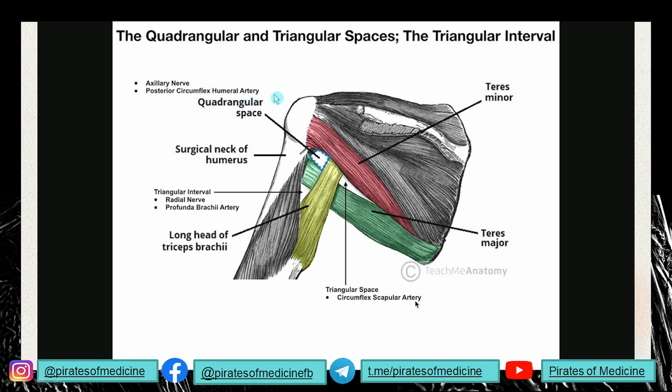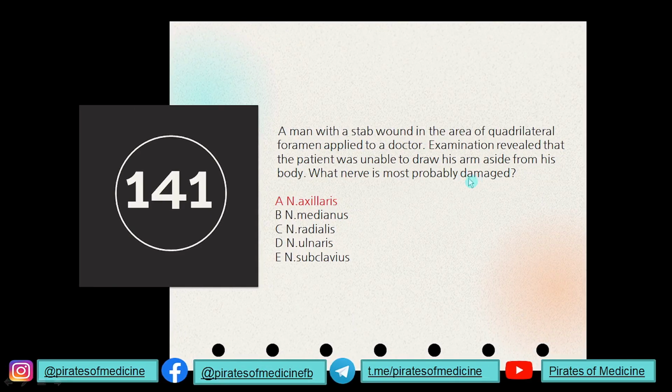So the quadrilateral foramen containing the axillary nerve is most likely damaged in this patient, because the axillary nerve also supplies the deltoid muscle, and he is not able to draw his arm aside from the body. Which means that the stab wound in the area of the quadrilateral foramen must have damaged the axillary nerve.